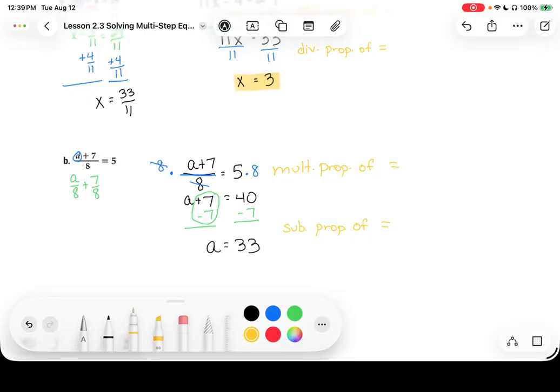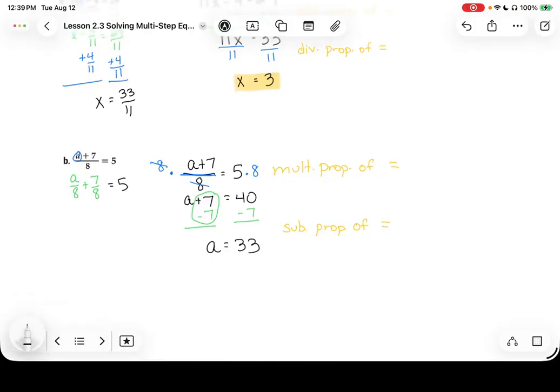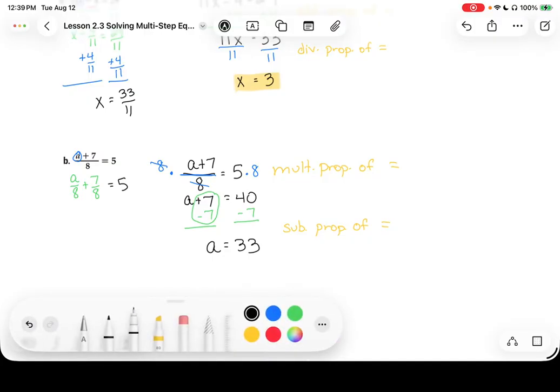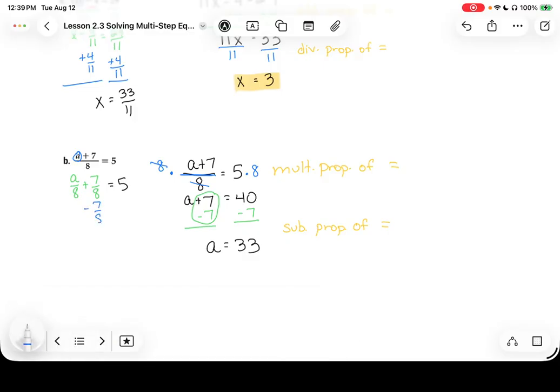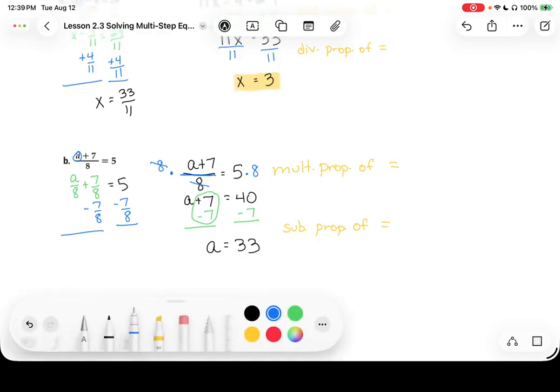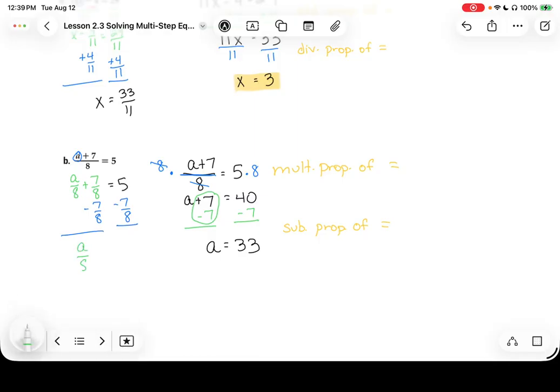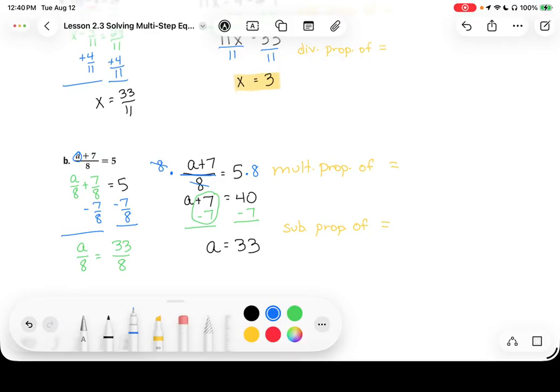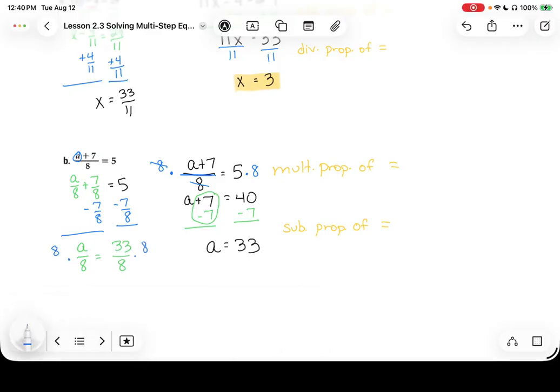Now, could we have solved it by leaving it as a fraction 7/8? Technically, yes, but our next step here would have been to subtract 7/8 on both sides, and we would have had a over 8 equals, and then 5 minus 7/8 is 4 and 1/8, or 33/8. And now we would multiply both sides by 8 using the multiplication property of equality. And our 8's would cancel, and we'd end up with a equals 33.